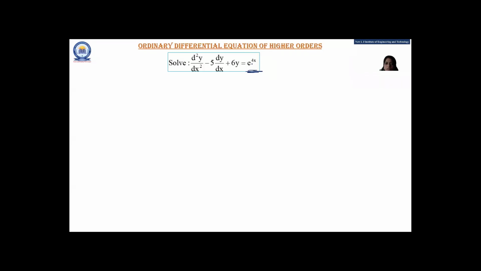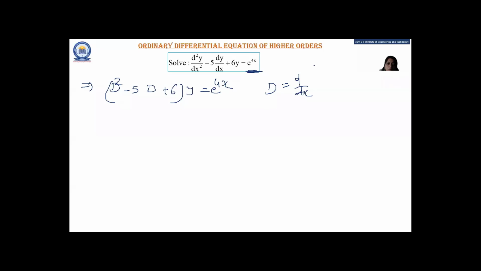It means your given differential equation is non-homogeneous, and for the solution of this non-homogeneous differential equation, first you have to find your complementary function and then the particular integral. It means you have to find two solutions here. One is CF and the other is PI. So for CF, first you have to write your given differential equation in the capital D form. So that is D square minus 5D plus 6 into y is equal to e raised to 4x, right? Here capital D is d by dx.